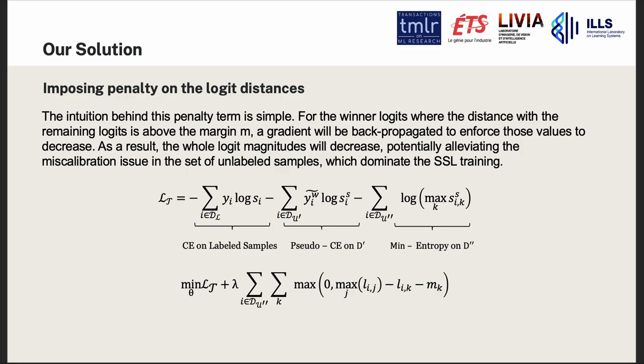Now let's discuss our solution. We propose imposing a penalty on logit distances. The non-linear ReLU penalty prevents logit distances from exceeding a predetermined margin M. The intuition behind this penalty is simple. For logits where the distance exceeds a certain margin, we backpropagate a gradient to decrease those values. This helps reduce overall logit magnitudes, potentially alleviating the miscalibration issue in the training set of unlabeled samples. Here, lambda is a blending hyperparameter which controls the contribution of the cross entropy loss and the corresponding penalty.